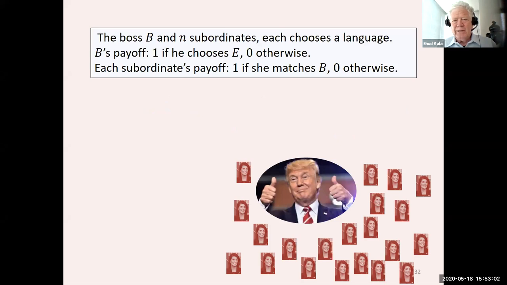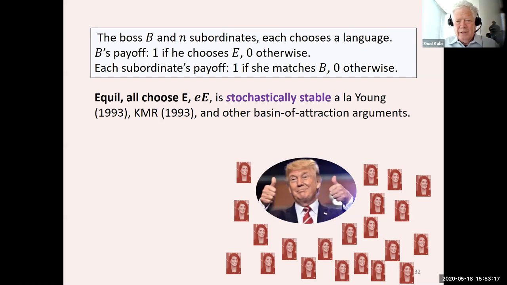So he has a strictly dominant strategy to choose English. Each subordinate's payoff is one if she matches the boss's choice, zero if she doesn't. There's a very natural equilibrium here, if you think about it. Everybody chooses English. Why? It's a dominant strategy for the boss to choose English, and the subordinates' strict best reply to this is to choose English.